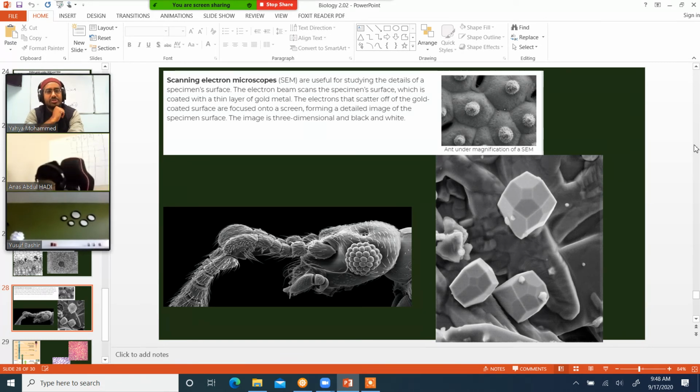Right. So these are some pictures from scanning electron microscopes. Take a look at this. Is that a mosquito or a fly? Yeah, some kind of insect. I don't know what that is. And then these are some kind of small microscopic crystals, something like that. And these are from a plant or something. Or maybe that's from an insect too. I don't know. These are pretty amazing pictures, right?